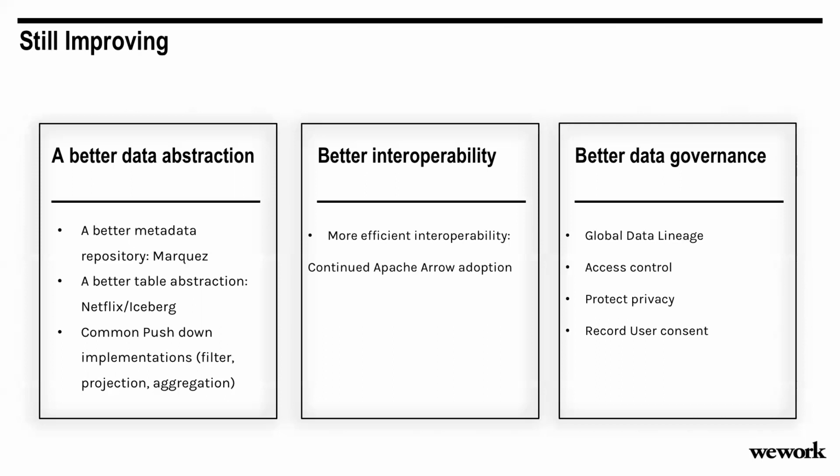Another thing is better interoperability, and that's where Apache Arrow is really trying to help. One of the key reasons for Arrow is that a lot of those processing systems are moving to columnar in-memory representation so that they can take advantage of vectorized execution.